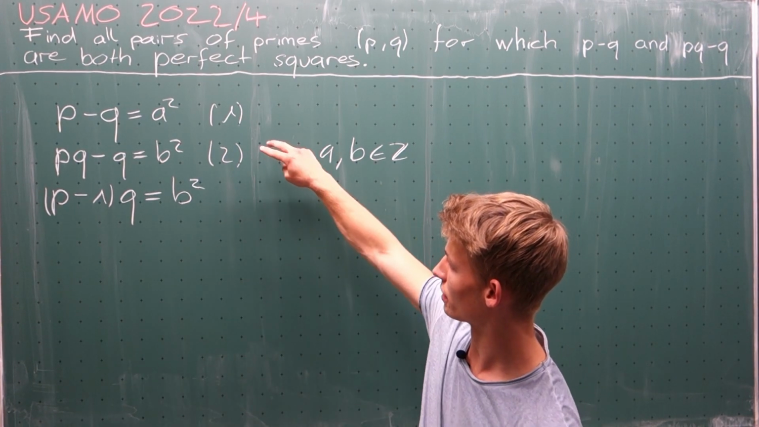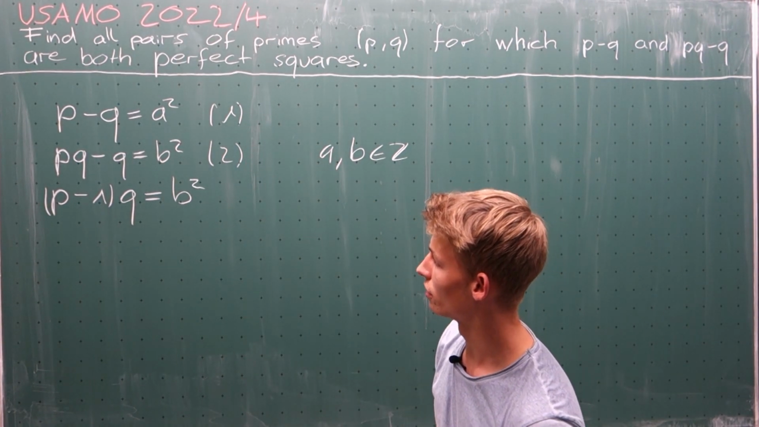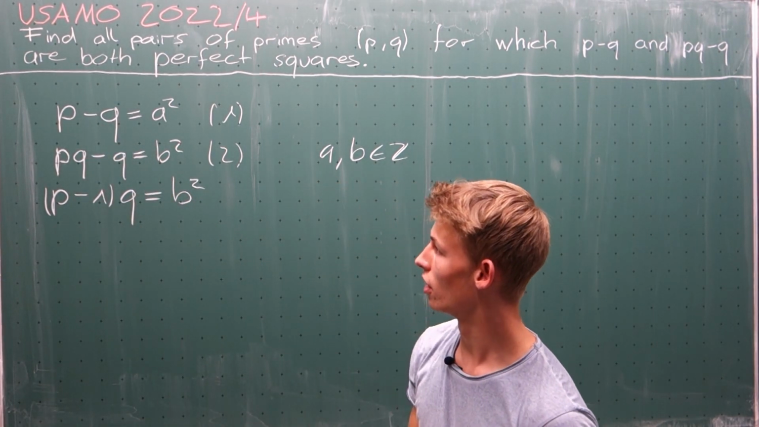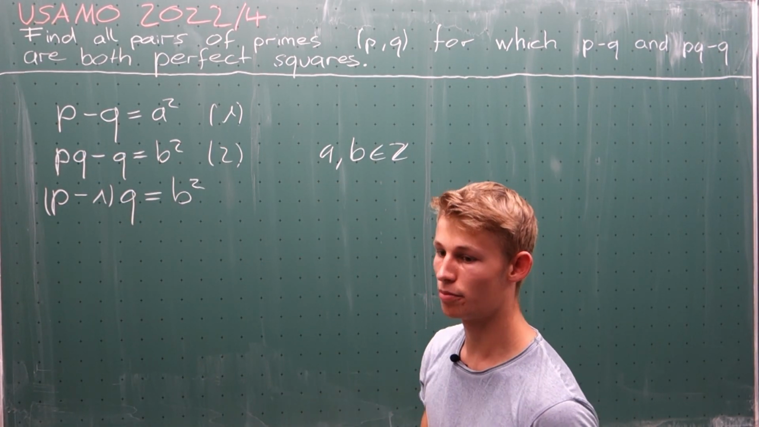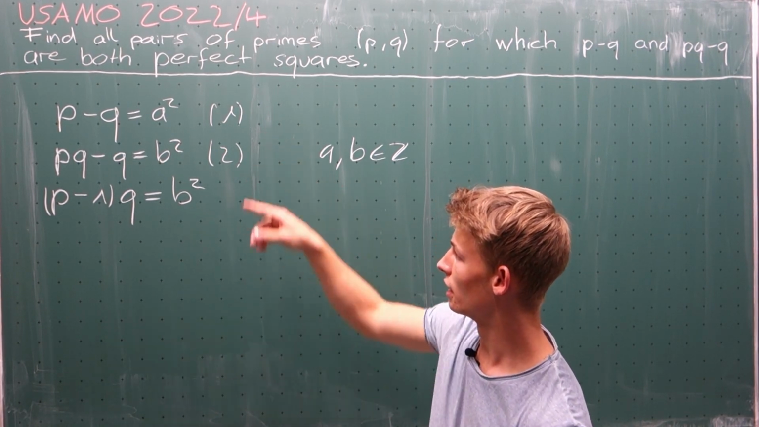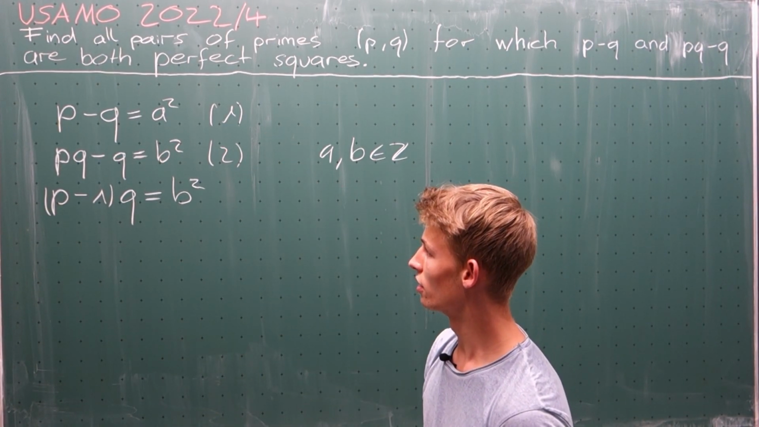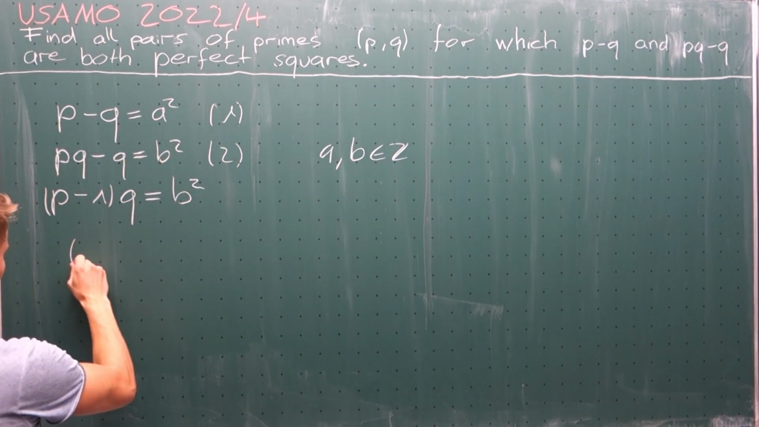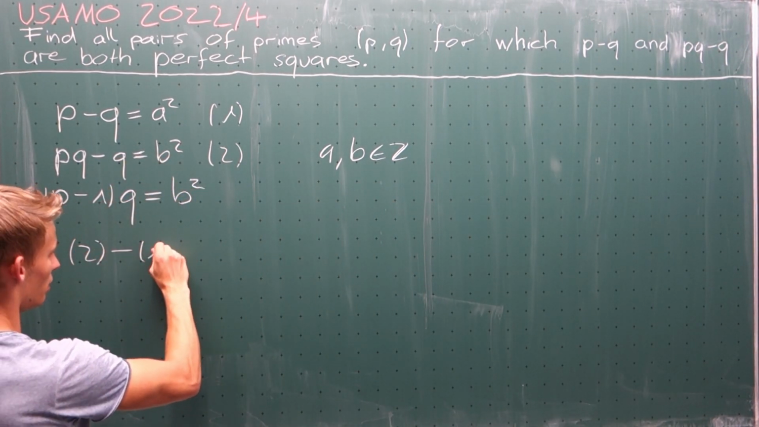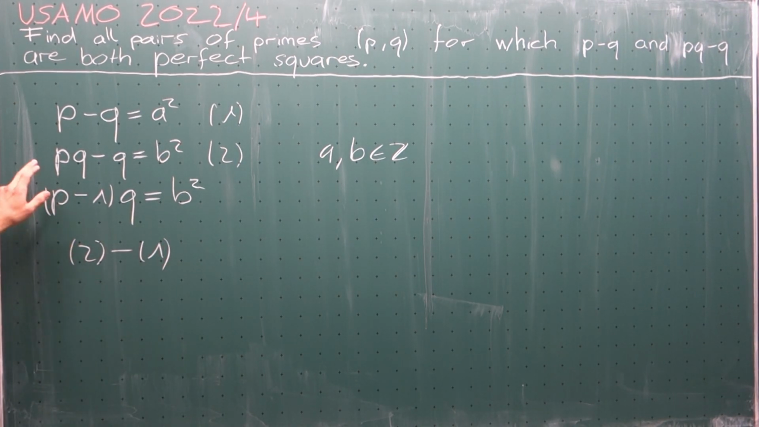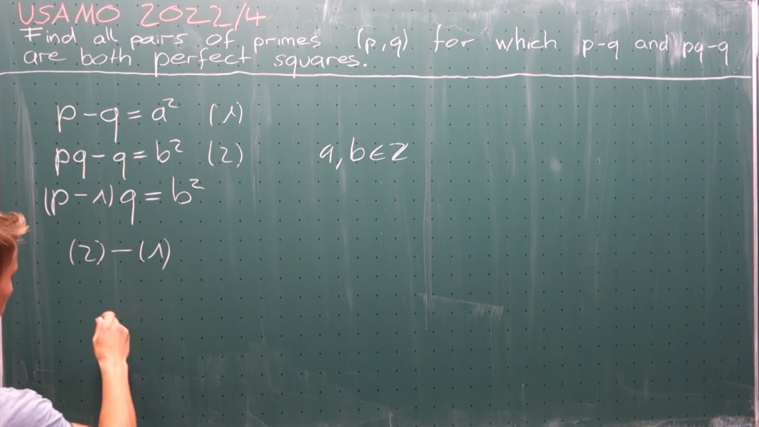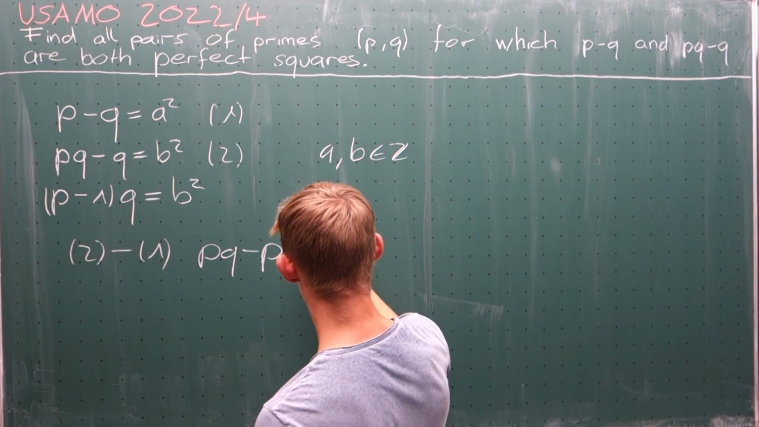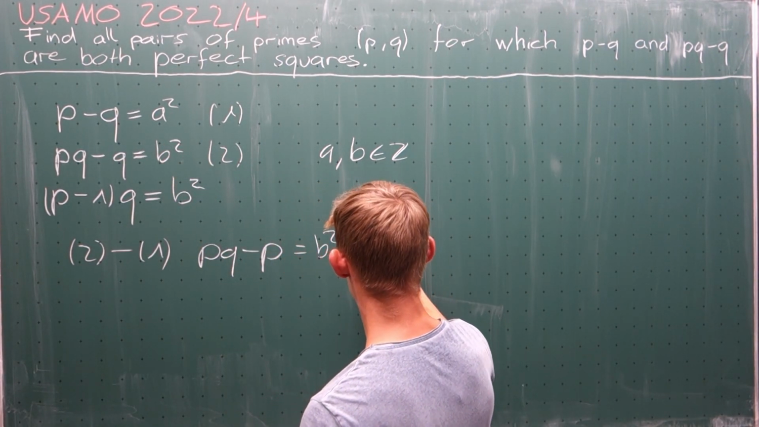If we have a closer look at these two equations 1 and 2, we see that both times we have a minus q on the left hand side. And therefore, maybe it's a good idea to subtract these equations from each other to get rid of this q. So let's do equation 2 minus equation 1, and we have pq minus p is equal to the right hand side b squared minus a squared.